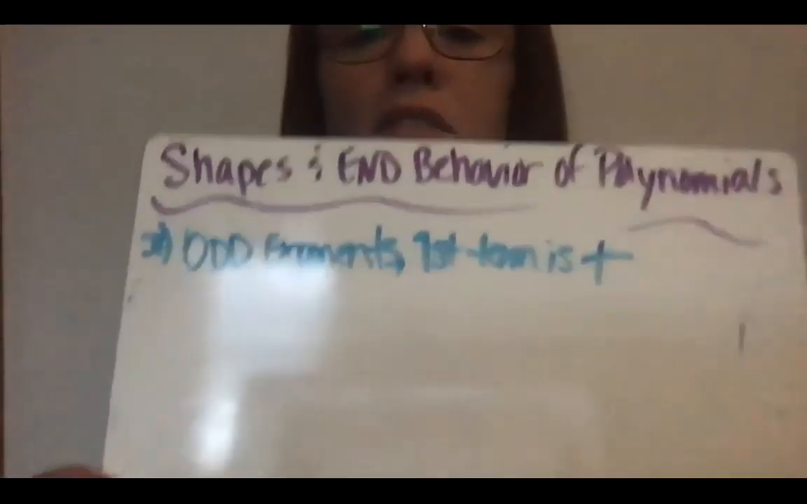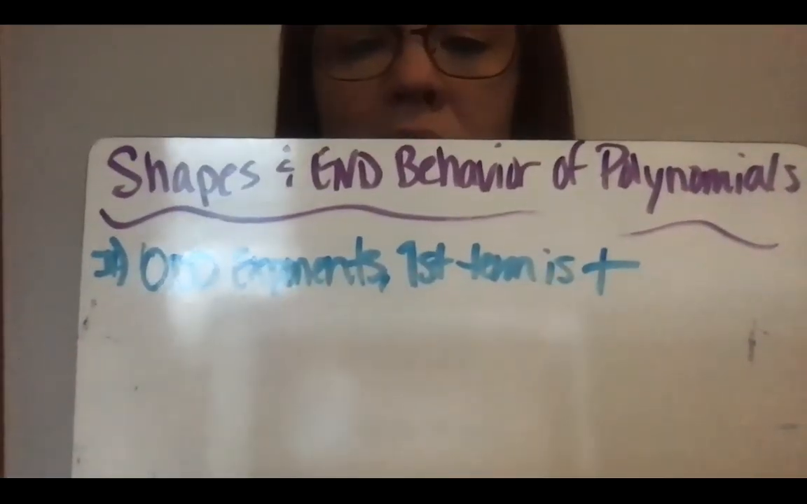Okay, let's move on. The next thing we're going to do is odd exponents with a positive coefficient. So at the top there, we're going to put number 2 now instead of number 1. So we're going to do odd exponents, and the first term is positive.